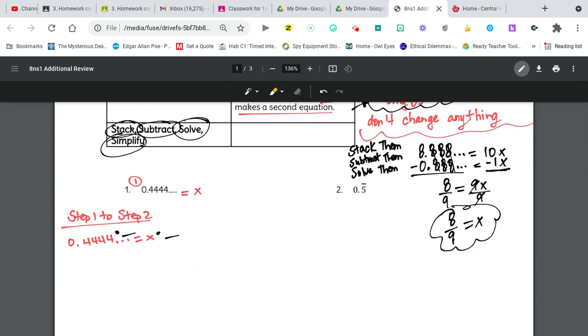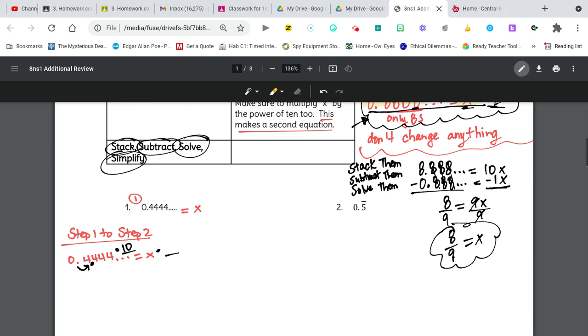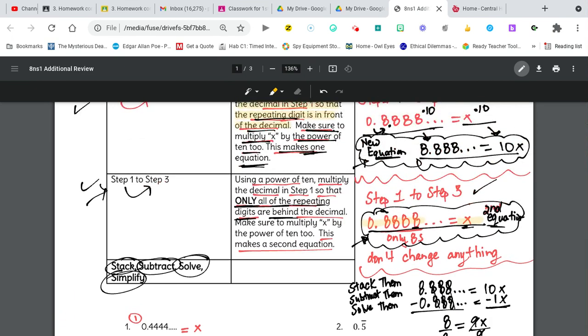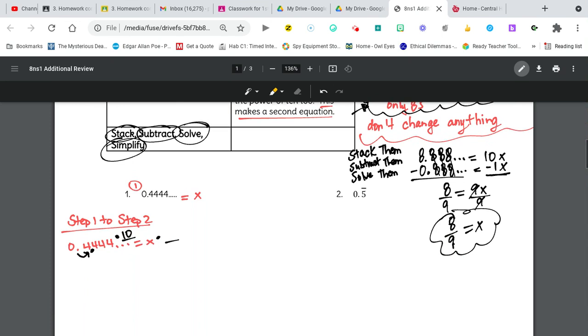So I just need to get the 4 in front of the decimal. To get a 4 in front of the decimal, I just need to put the decimal right there. So move it over once. That means I'm multiplying by 10. But it says to make sure we multiply the x by the power of 10 too. So if I multiply by 10 on one side, I got to multiply by 10 on the other side. So it's going to give me a new equation. So it's going to change this to 4.444, blah, blah, blah. And over here, that's what I get when I multiply by 10. When I multiply this side by 10, that side of the equal sign by 10, I get 10x.